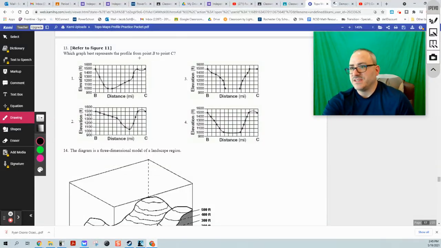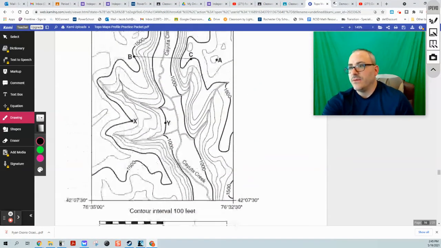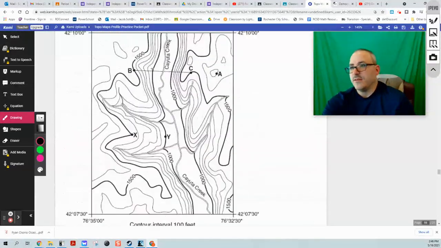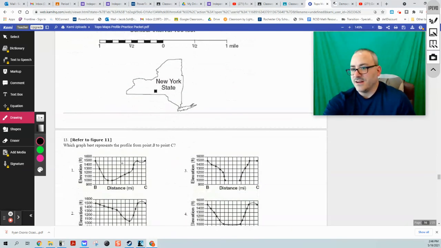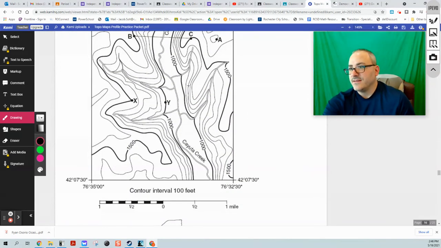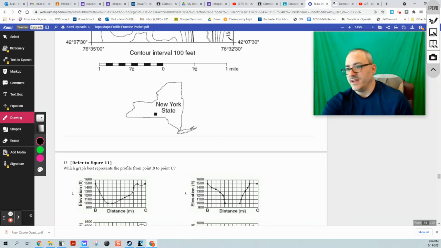Which graph best represents the profile from B to C? Oh, that's from this question here. Well, we'll take a look at it. It looks like I start at 1500. I'm dropping down to 1000. So I start at a high point, I kind of stay flat, I go down to 1000, and I come back up. And it gets kind of flat there. Yeah, that could be it. Number one could be it.